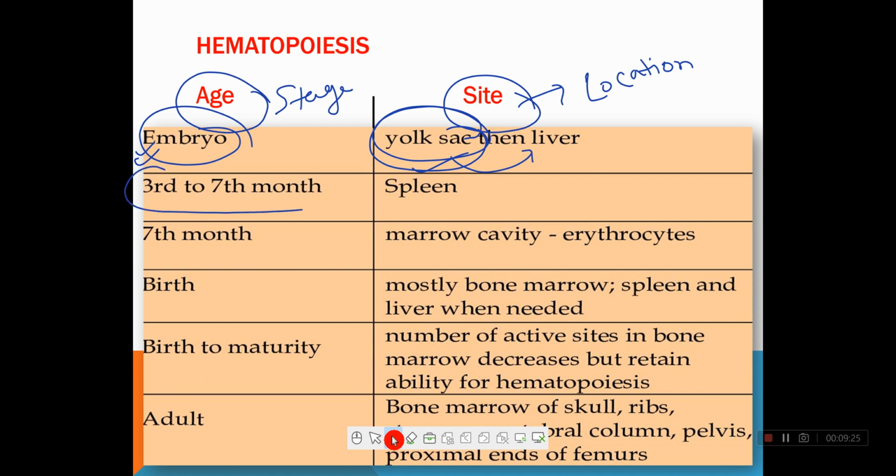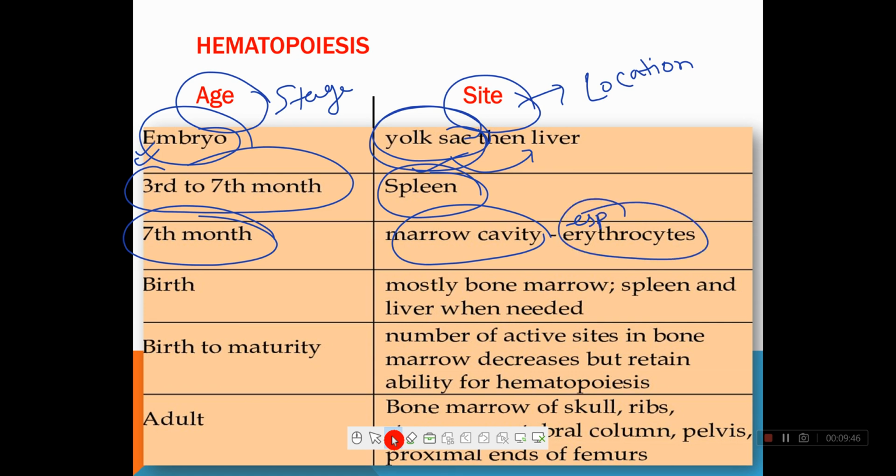Then from the 3rd to 7th month, hematopoiesis occurs in the spleen. The blood cells are formed in the spleen. Then at the 7th month, the blood cells are formed in the marrow cavity, especially erythrocytes. Not only erythrocytes, all cells are formed, but especially erythrocytes. Due to the higher amount of RBCs needed by the body, the need of the fetus increases, thus the marrow cavity especially produces erythrocytes.